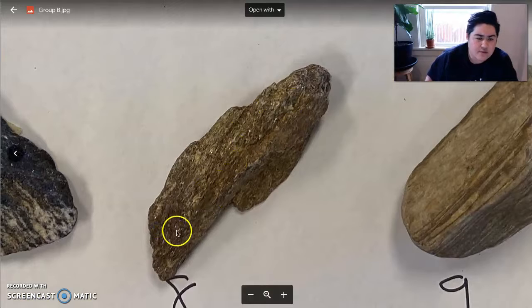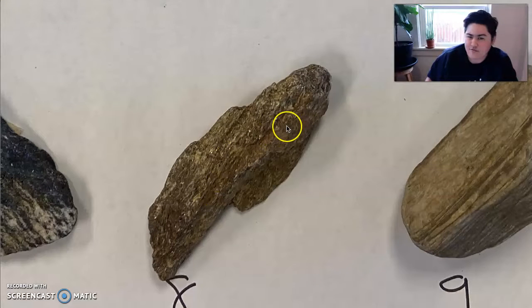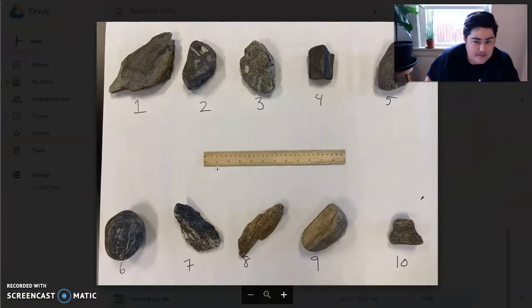So if we look at this one, it does appear to be kind of flaky and made up of different little layers, but it's also very sparkly. And obviously I'm not using geologic terms in this description, but that is something that I would notice as a key characteristic of rock group B.